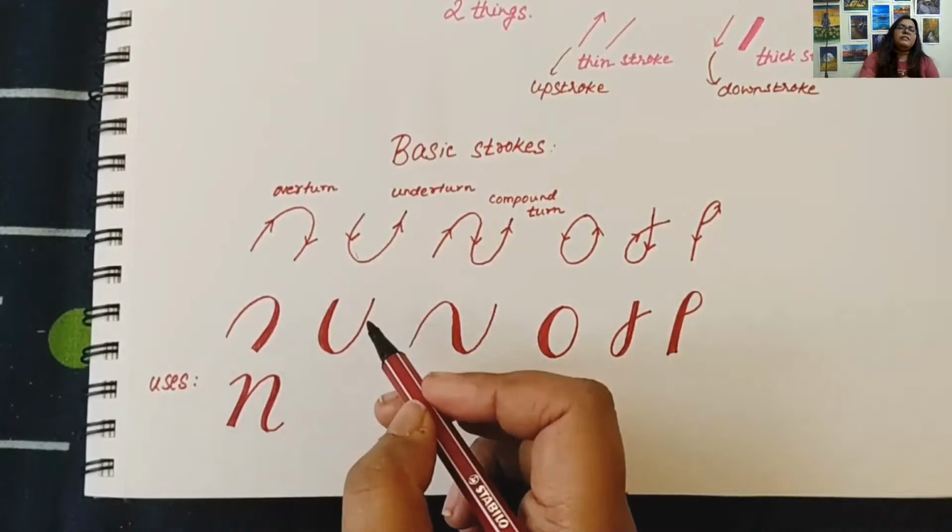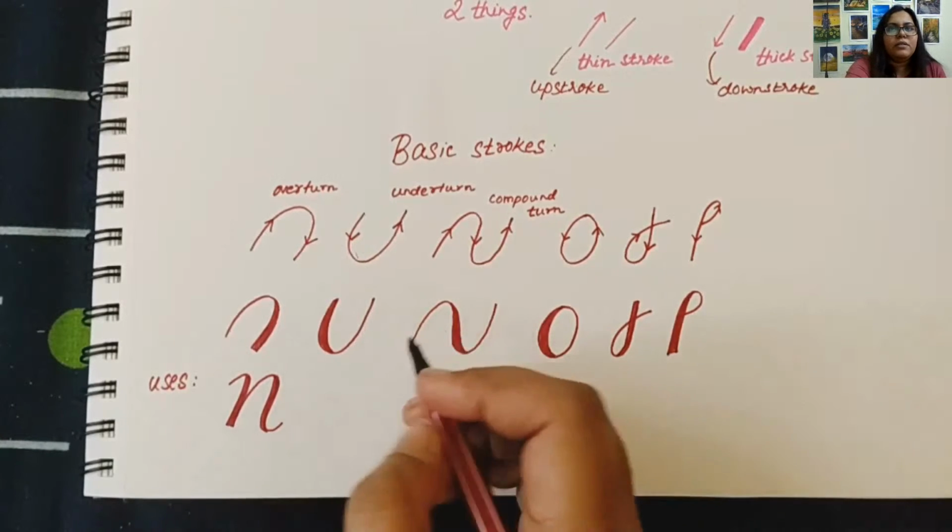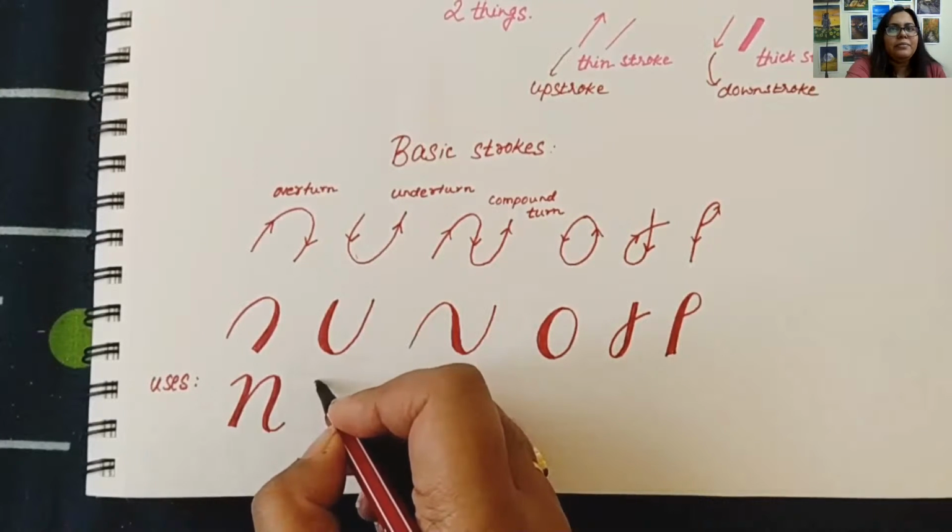Everybody getting it? Good job, everyone. Okay. So when we are moving like this, once my hand went down, up and down. So that is how the letter N is formed. Okay. Next, let us see where we are using the underturn.